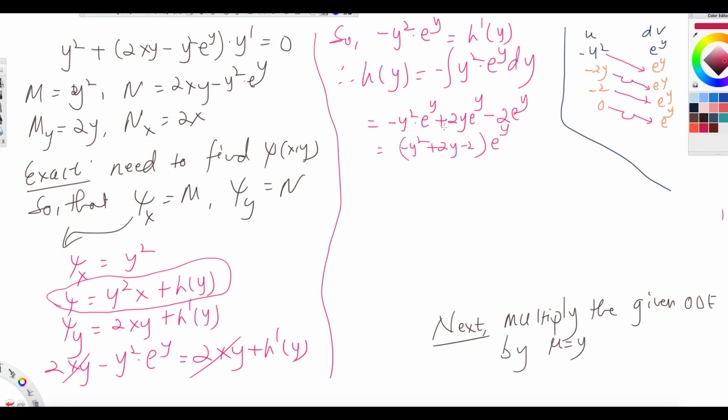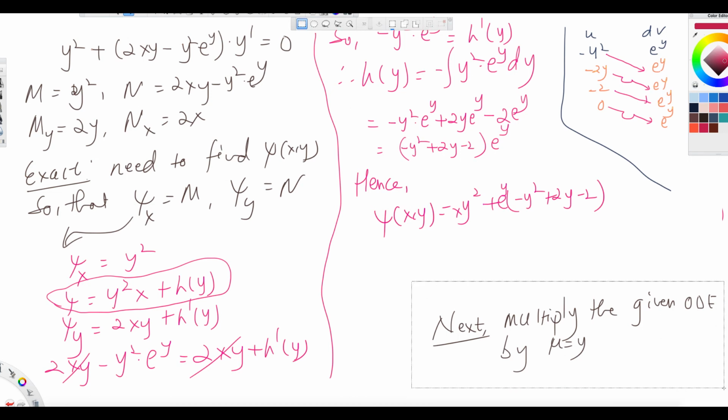So what is the final answer then? Therefore, hence you get psi of x, y is equal to, plug in that here, x y squared plus e to the y times negative y squared plus 2y minus 2. That's the psi. So what is the very final answer then? The very final answer will be psi equals c, right?